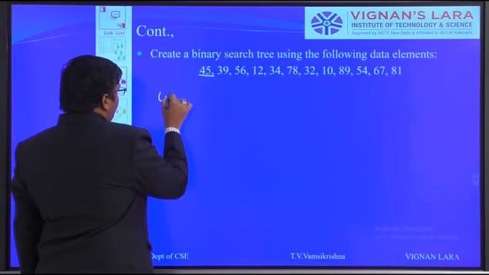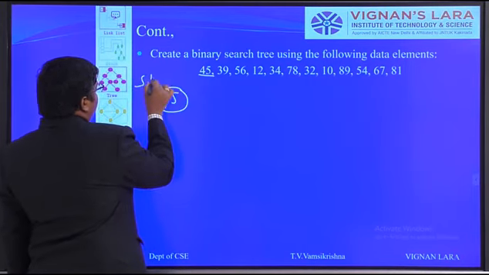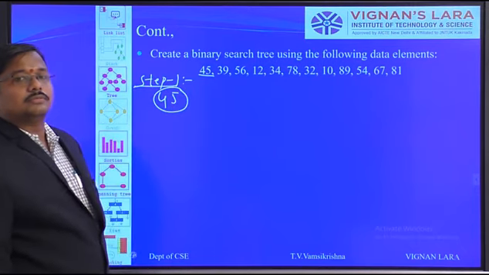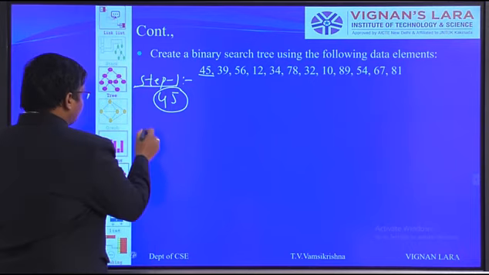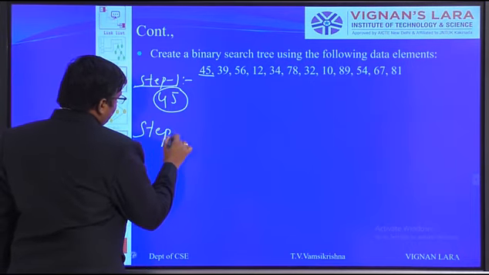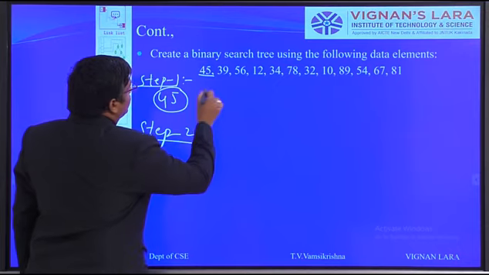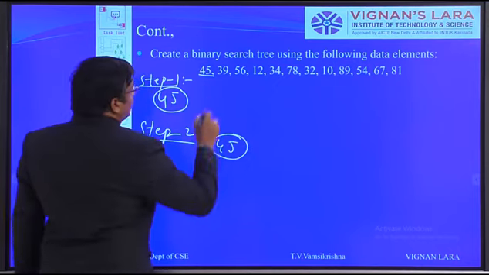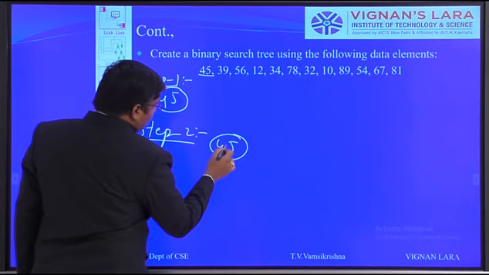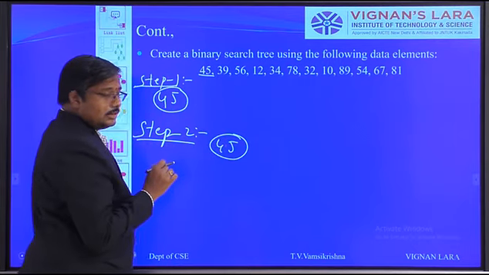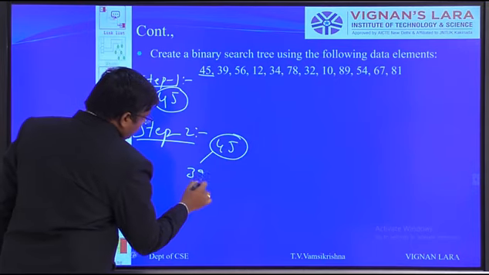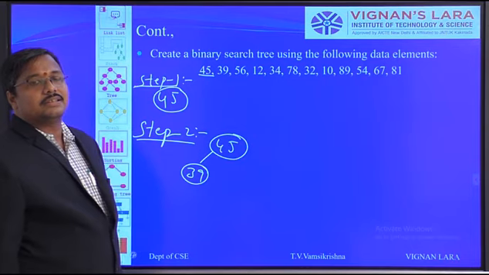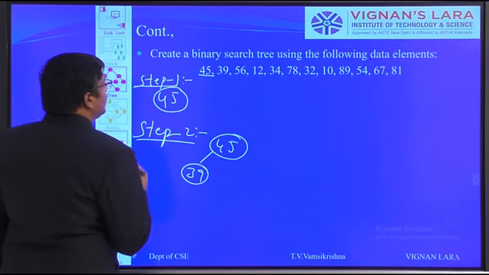The first one is obviously the first element. That is the root node. So step 1, the first element is the root node. Next, step 2. In step 2, this is our tree. Compared to 45, 39 is less. So it goes as a left child.